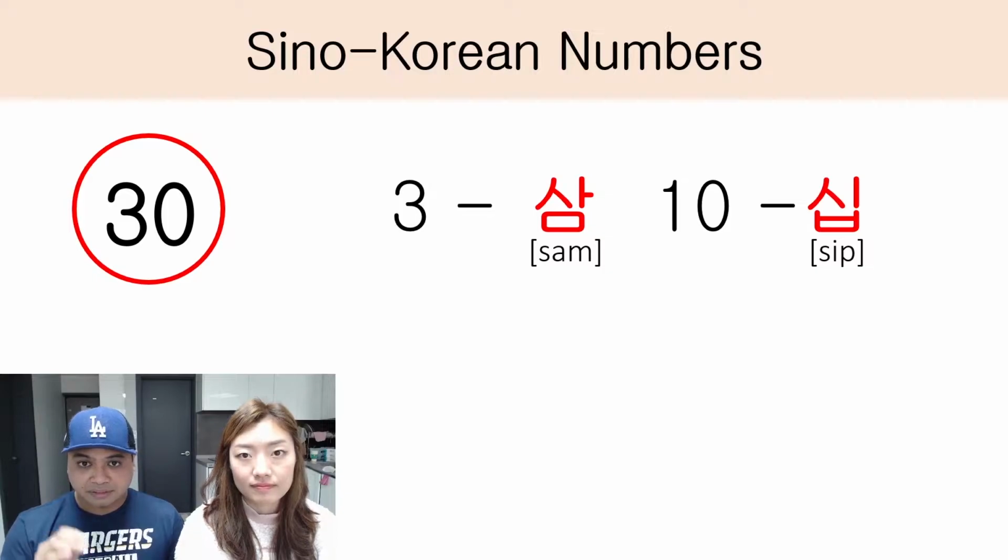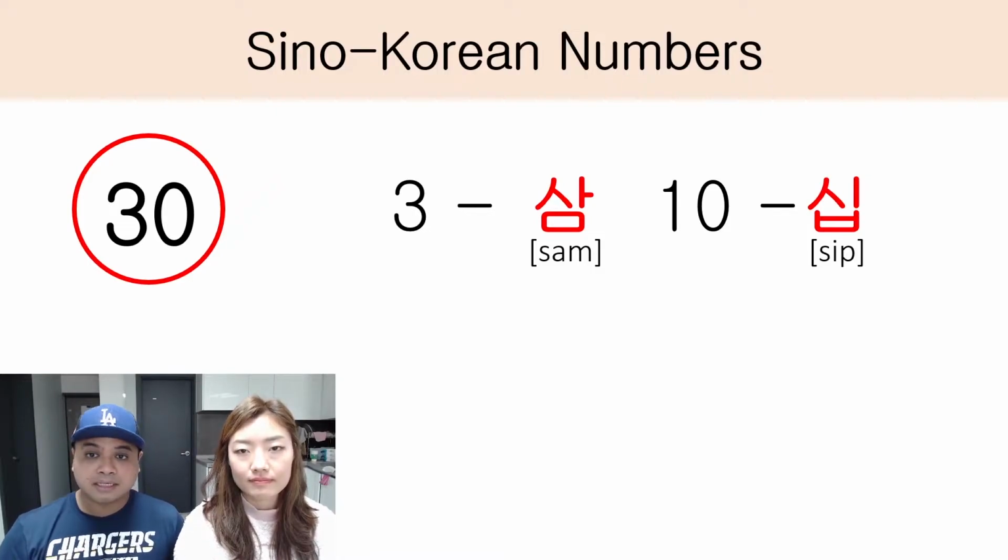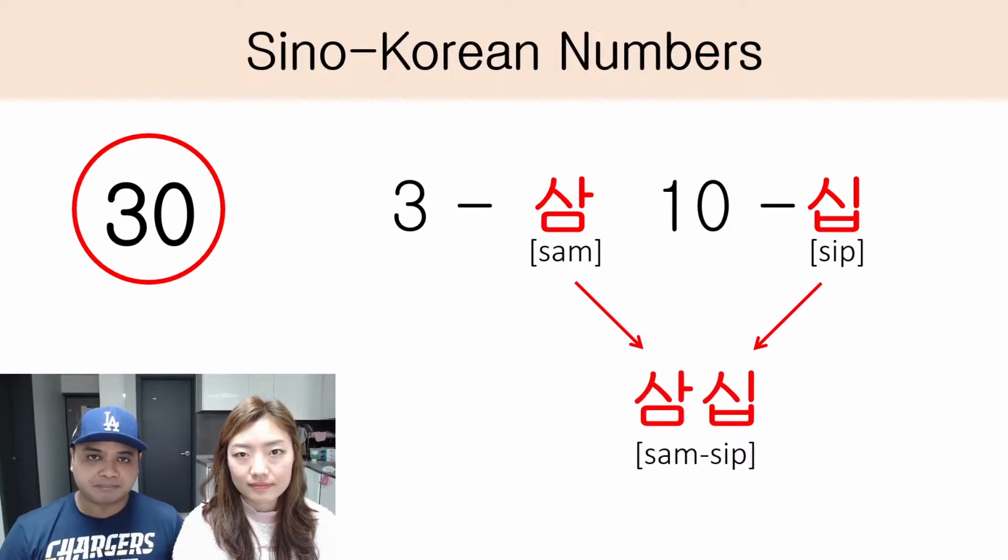The same thing with 30. To say 30, you need to say 3 and then the 10. You're saying there are three tens. So to say 3, you need to say sam and then 10, ship. And you put them together and then you get samship.